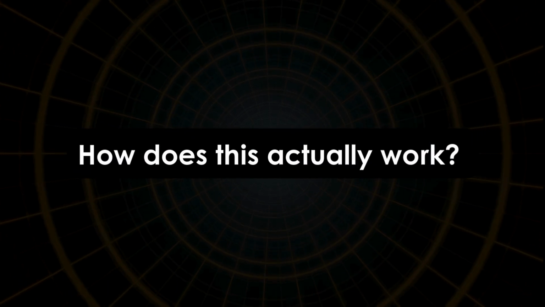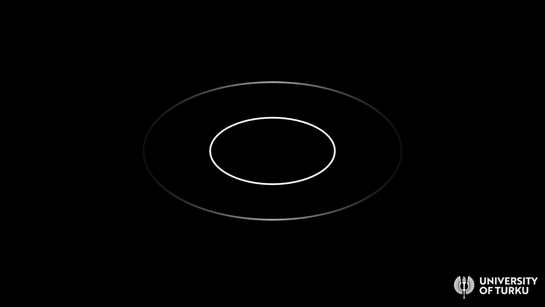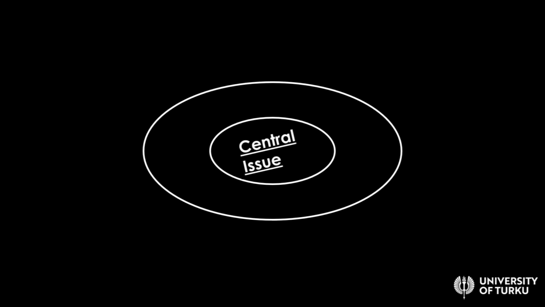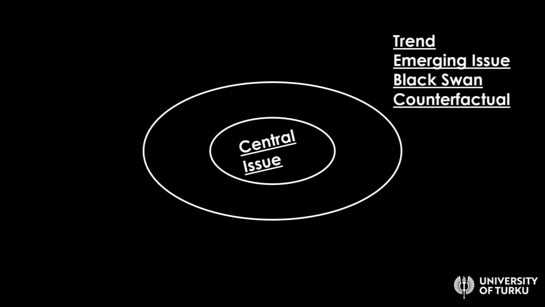How does this actually work? Starting on a fresh sheet of paper, as large as you can find, draw the hub of a wheel. This is the central issue that we wish to explore. It may be a trend, emerging issue, or a black swan, or other counterfactual event that you wish to explore.